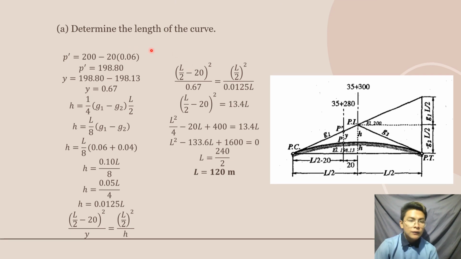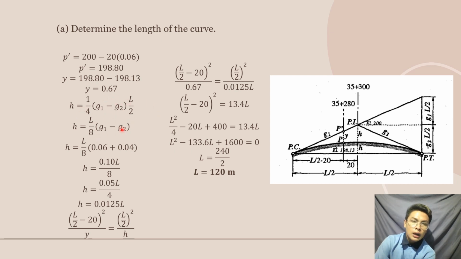To determine the length of the curve, here's our figure again. We must first get our P, Y, H, and lastly our L. We first get P equals 200 minus 20 times 0.06, which is equal to 198.80. Then to get our Y, we use the formula P minus 198.13. So Y is equal to 0.67.